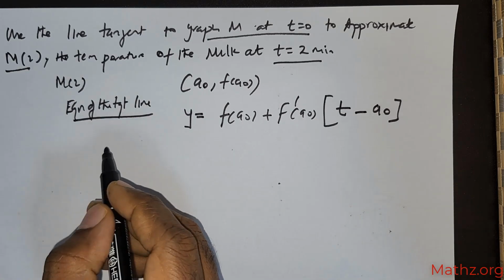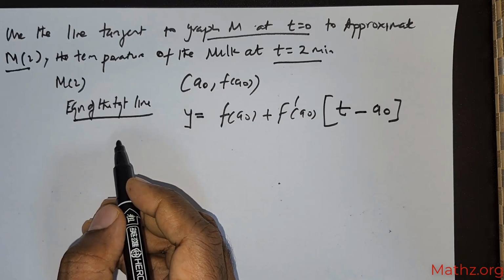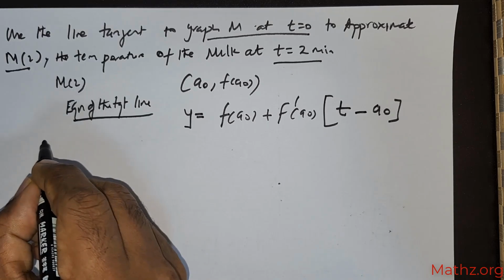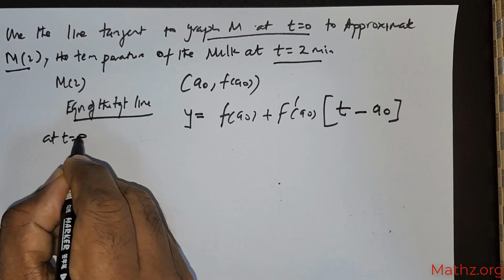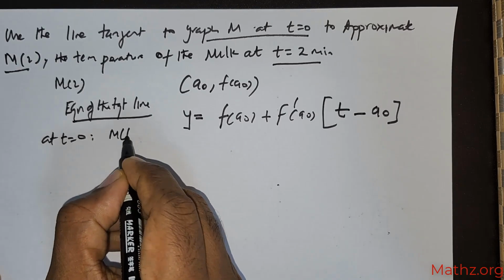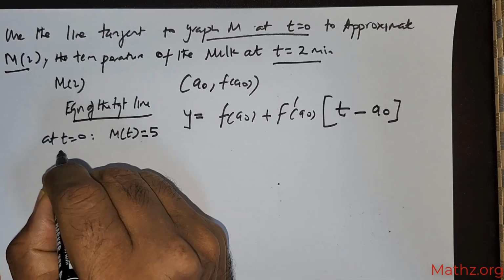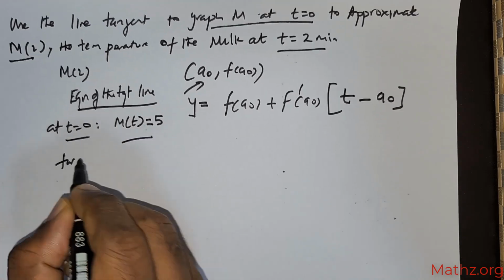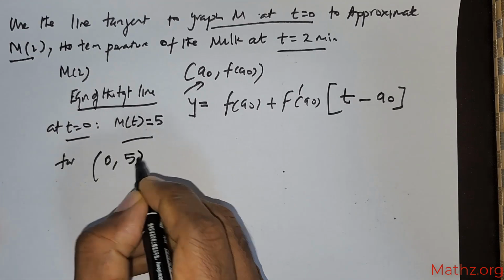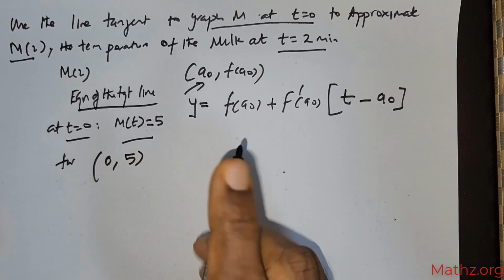Now what is this a naught? This a naught has been given to us from the graph. If you look at the graph at t equals 0, we have a value of m of t to be 5 units. Utilizing these two pieces of information, I'm going to write this as (0, 5). So that is going to be my a naught and my f of a naught.